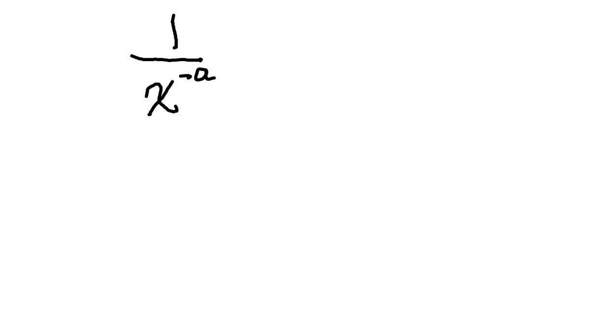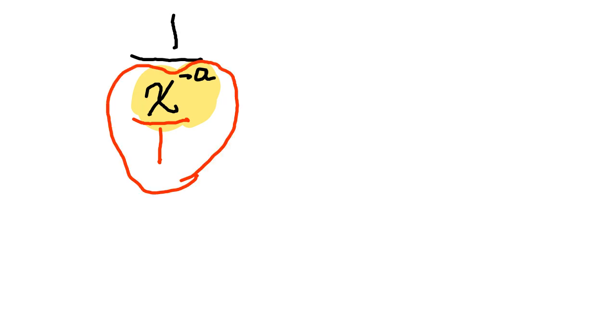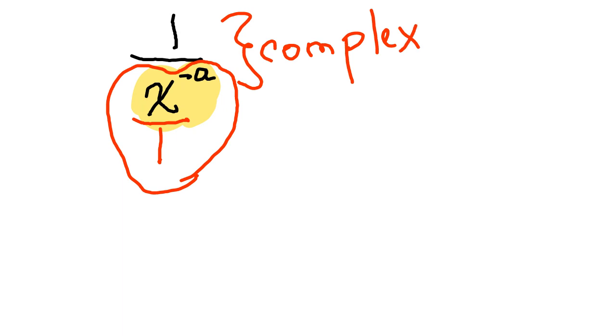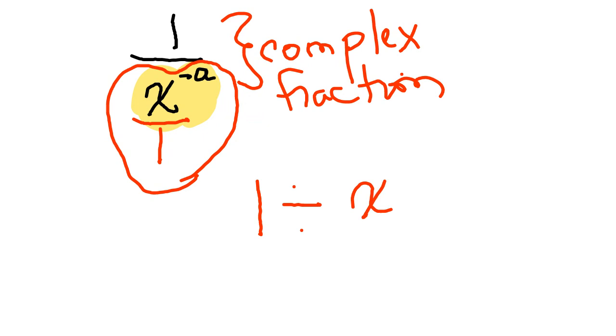Okay, now watch what I'm going to do. This is where the negative exponent is. This means that I am putting a 1 to create this denominator, which gives me what I call a complex fraction. What does this fraction mean? It means 1 divided by x over negative a to the 1.